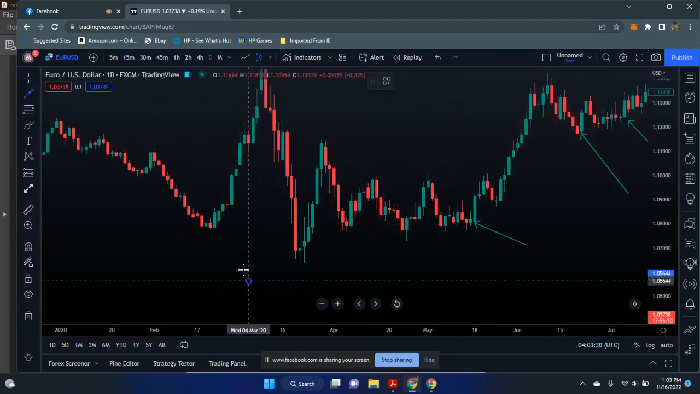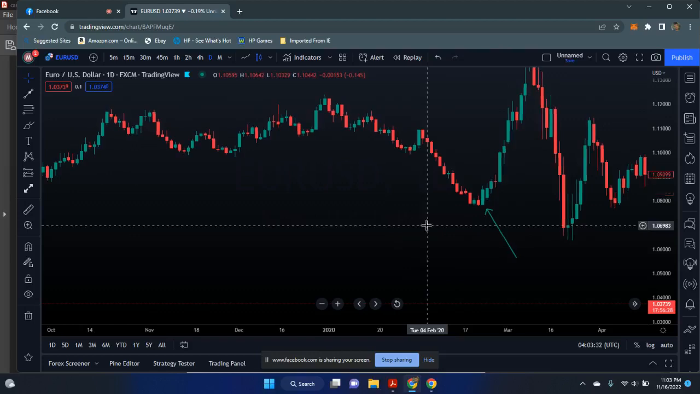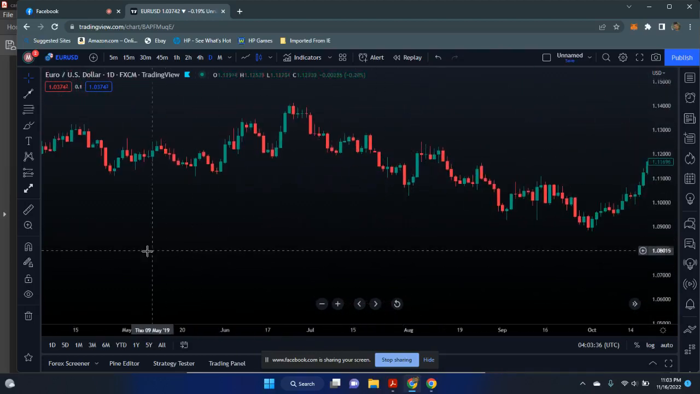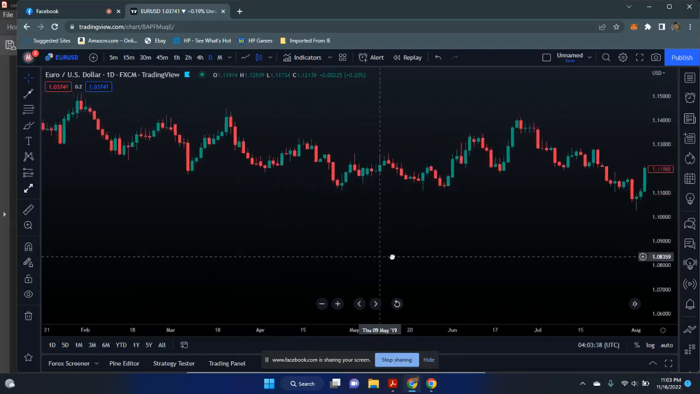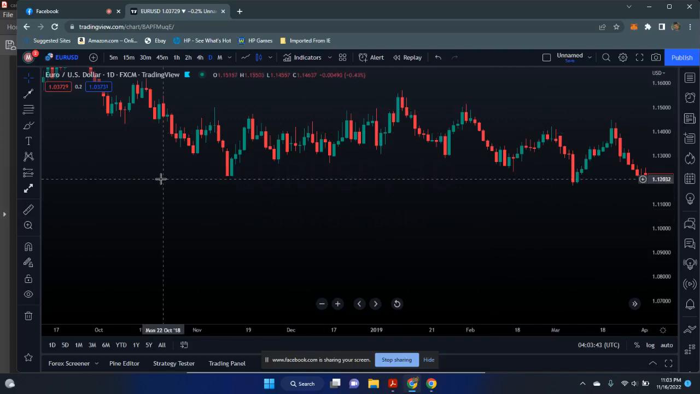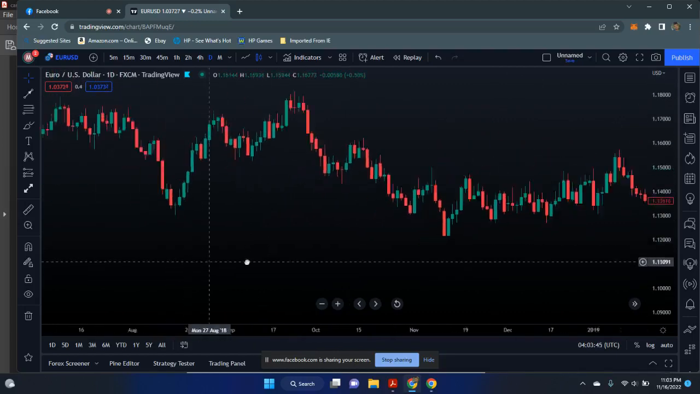Okay, here's one. And let's see if we can find maybe two more. It looks like it has been raining because I don't really like that.